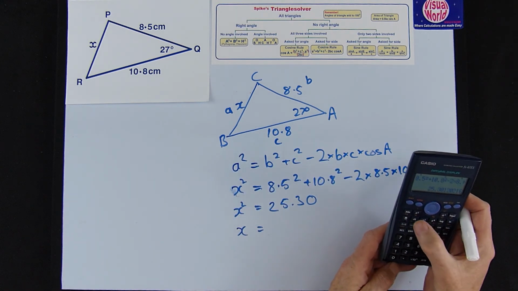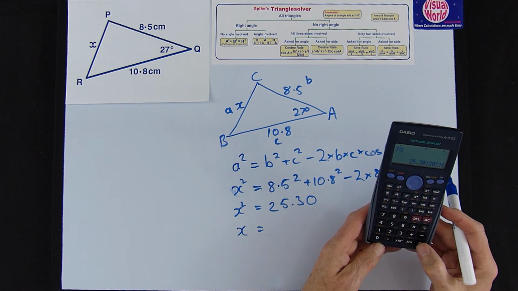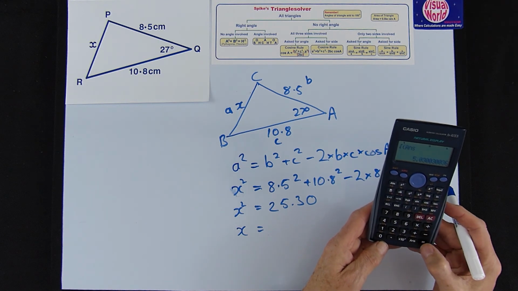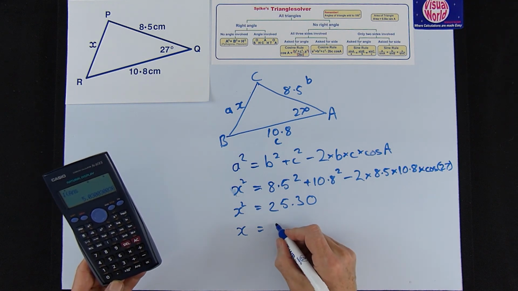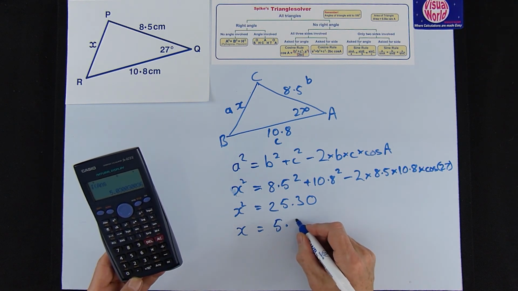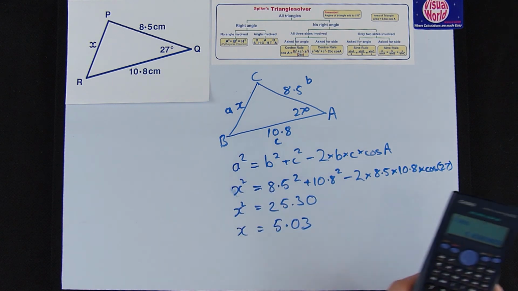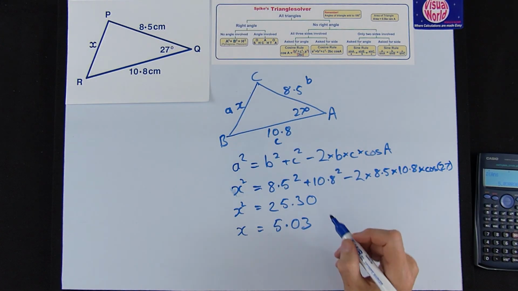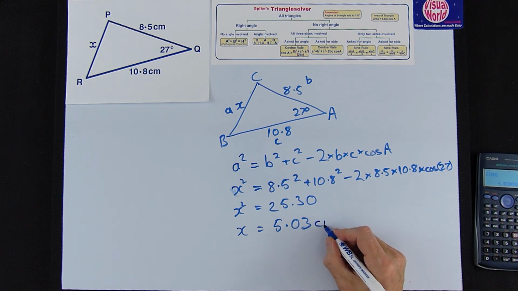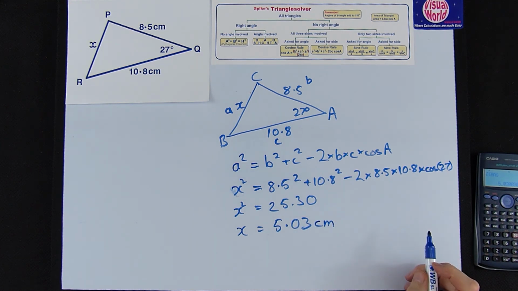So now take square roots, you go square root and equals, and the square root of 25 gave you 5.03. Now the answer was in centimetres, so that's 5.03 centimetres, and that's all there is to it.